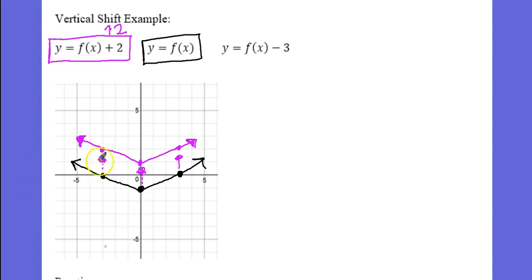Those are just little arrows that I drew. Probably they look like points. I'm going to erase. Up 2. All right. Now I'm going to switch to red for my last one.